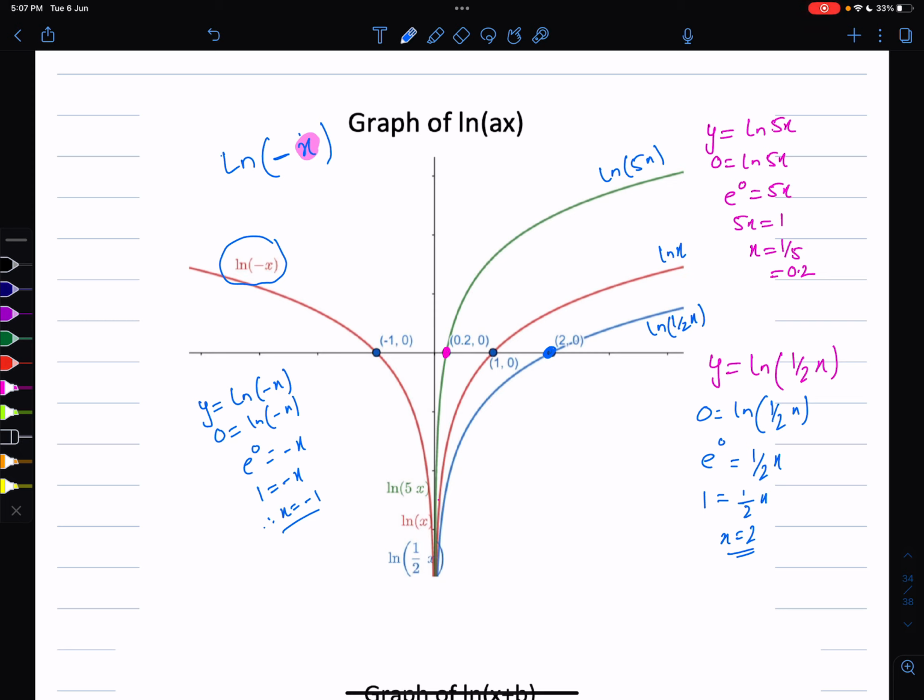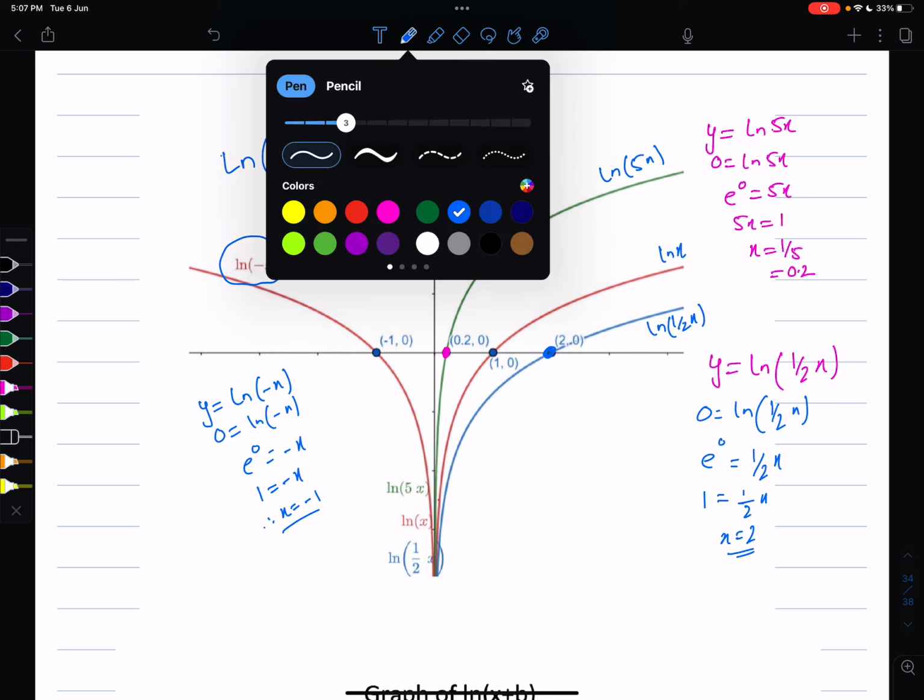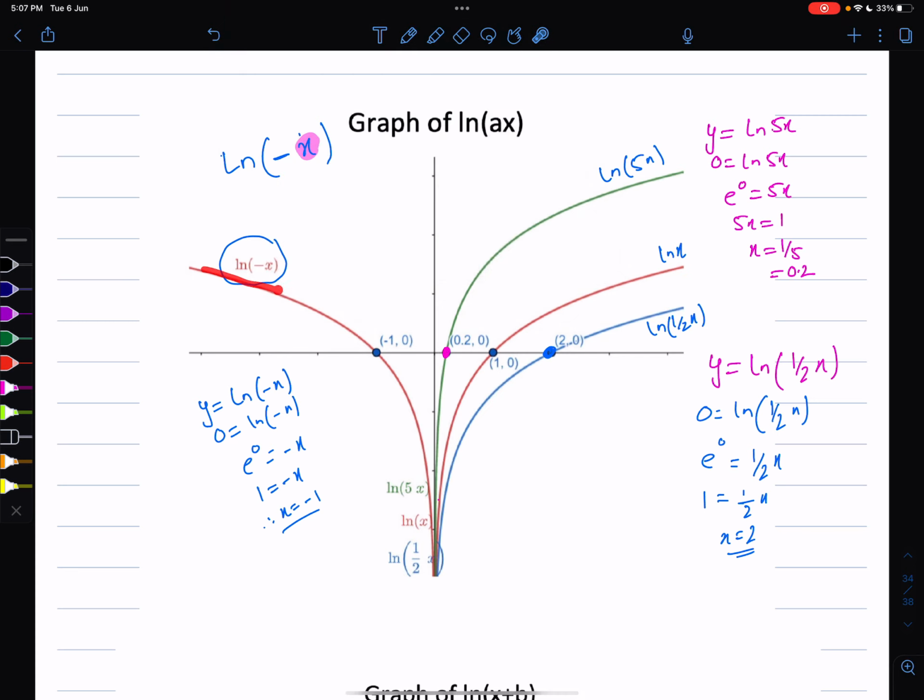The graph is going to be the other way around. It's going to be a reflection in the line of the y-axis. Consider the graph of ln x and consider the graph of ln minus x. They are reflections of each other in the y-axis.